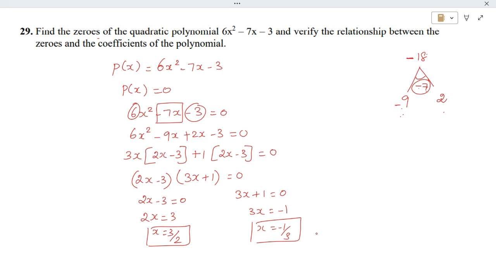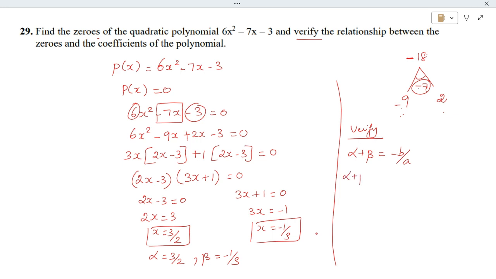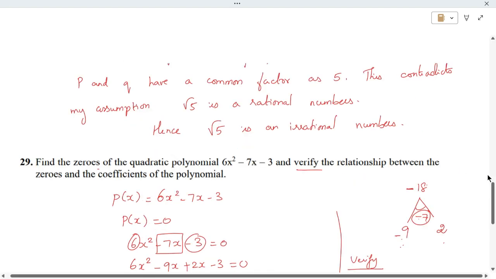So the two zeros, I can name them as alpha is equal to 3 by 2 and beta is equal to minus 1 by 3. These are the two zeros. Now I am going to verify. Okay, so the next step is to verify the relationship. How will you verify? We have the relation alpha plus beta is equal to minus b by a, isn't it? So what is alpha plus beta? First, let me add the two zeros. 3 by 2 minus 1 by 3. That is 9 minus 2 by 6. I'm taking the LCM, so that is going to be 7 by 6.